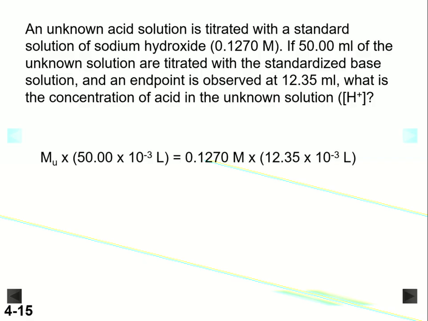So we take our Mi Vi equals Mf Vf, or M1 V1 equals M2 V2 calculation, because we know at equivalence the number of moles of acid will equal the number of moles of base. So the molarity of our unknown times 50 mL of that unknown acid is equal to the 0.127 molar of the standardized base times the volume needed to reach equivalence. And as we solve this, we get our unknown concentration.